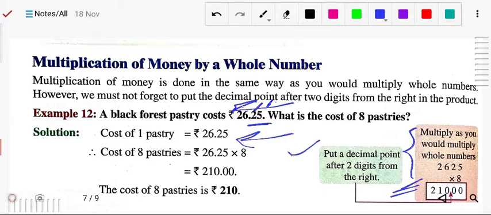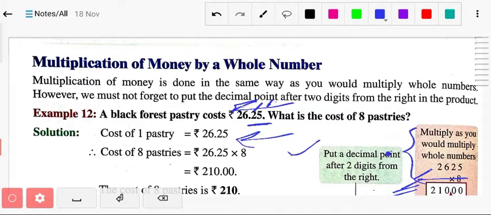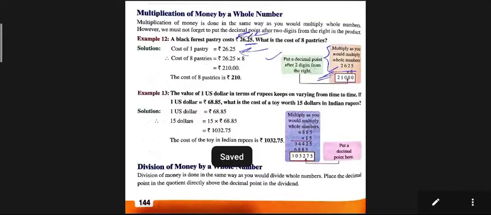It means we will put the decimal point after counting from right to left in our number. Here we got a number, so we will count from right to left, and after 2 digits from right to left we will place the decimal. Okay, so in this way we will do.